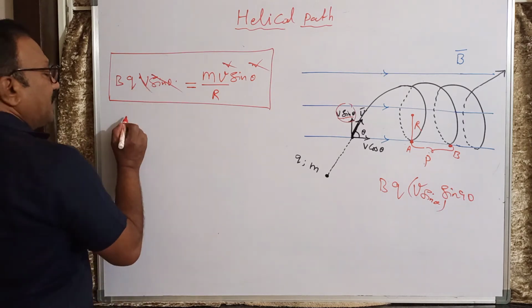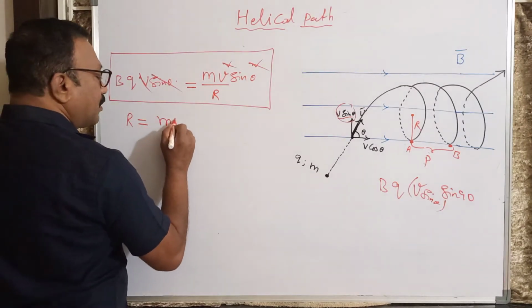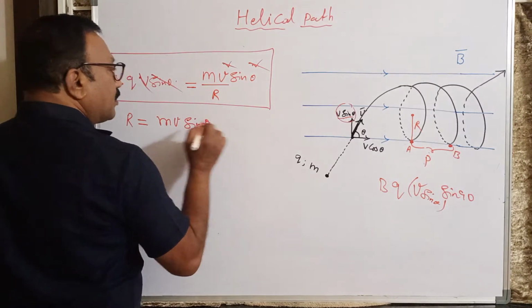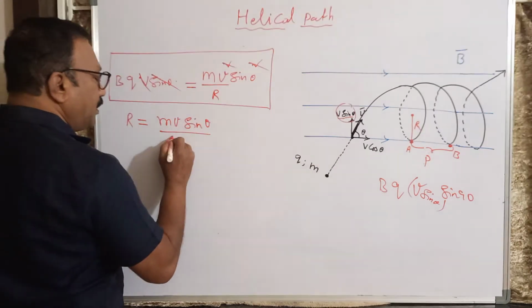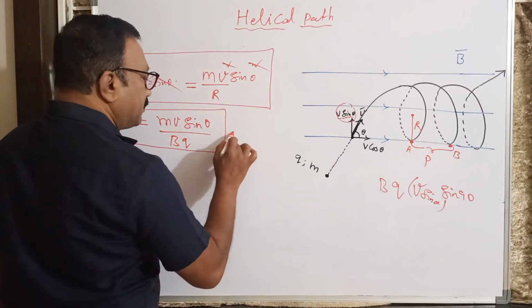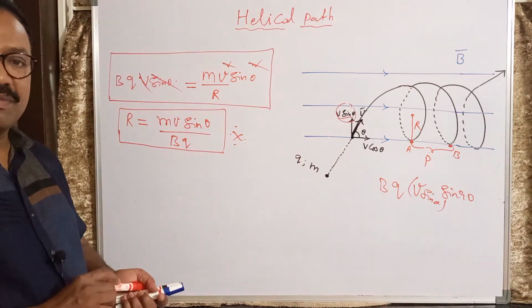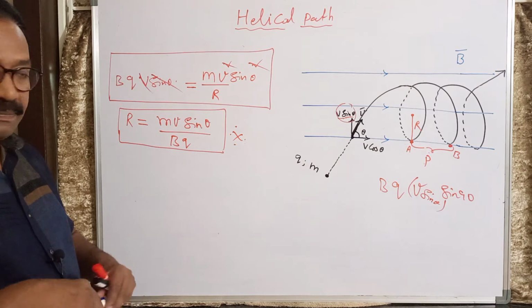So first, the radius of the helical path. The radius of the helical path is mv sin theta by bq. This is the radius of the helical path. This is one of the possible questions that can be asked in the exams.